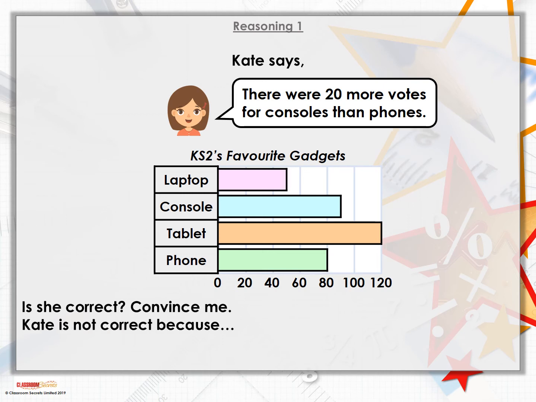So you might use this sentence stem to help you. So Kate is not correct. Think about how you would explain this to me in class.